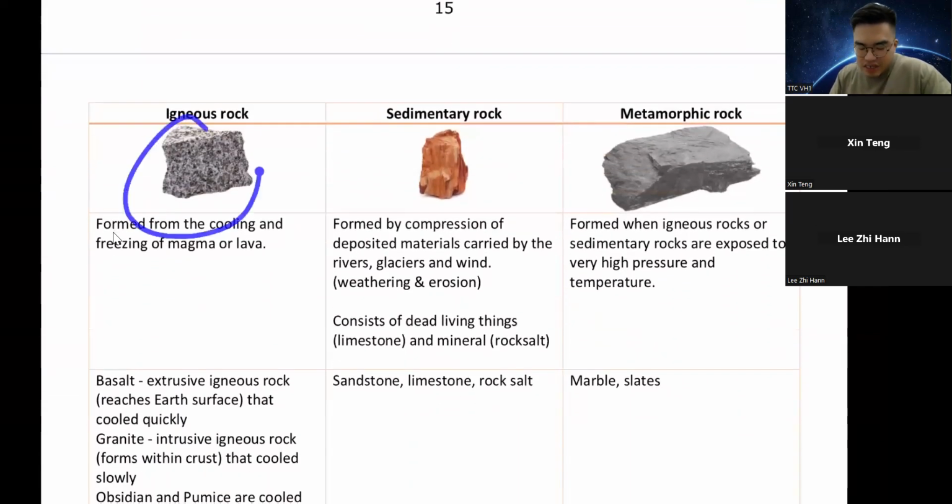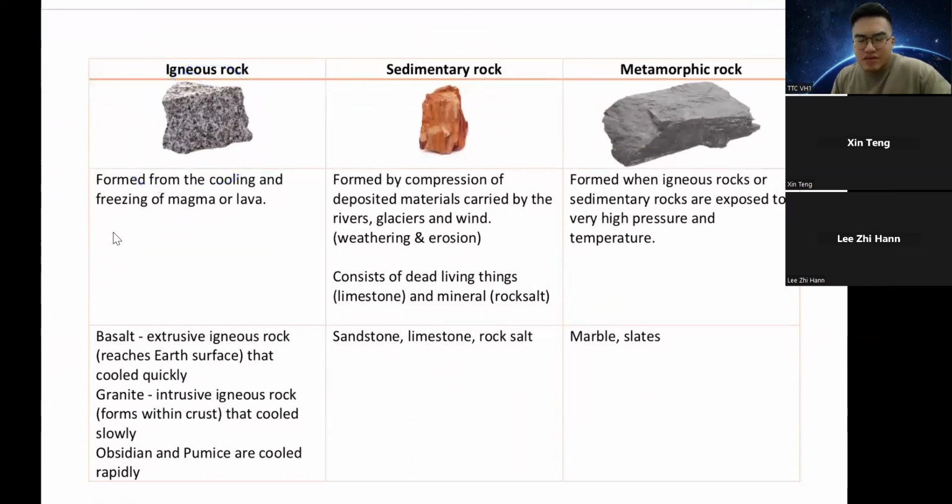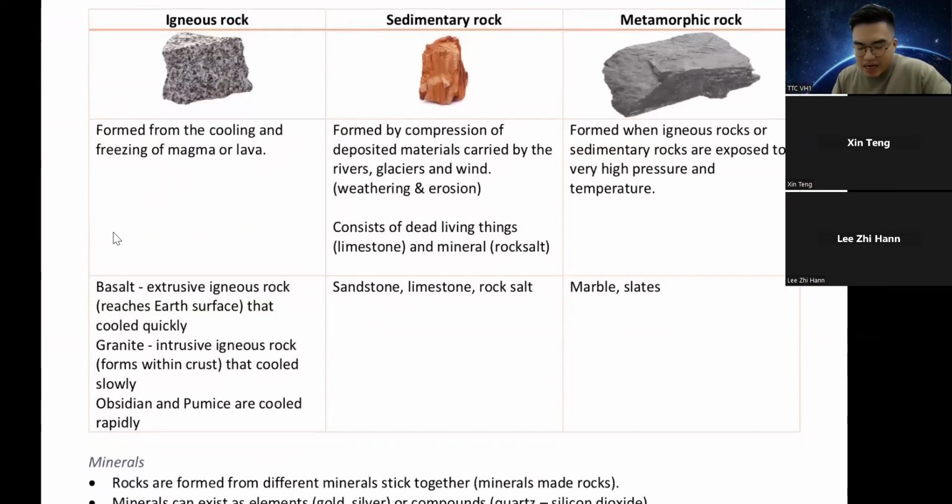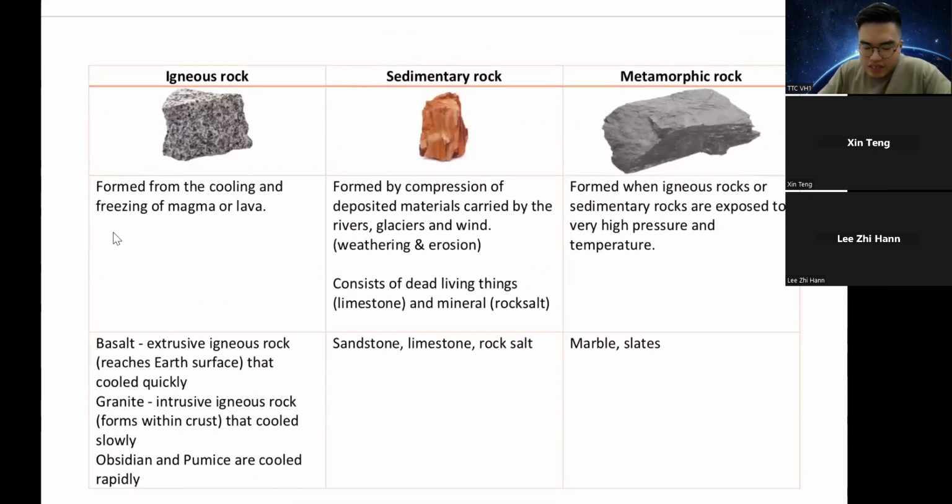So igneous, this is the baby. How is it formed? It is formed from cooling and freezing of magma or lava. When lava or magma cools down, they become rock. That's the youngest rock. So this is young.